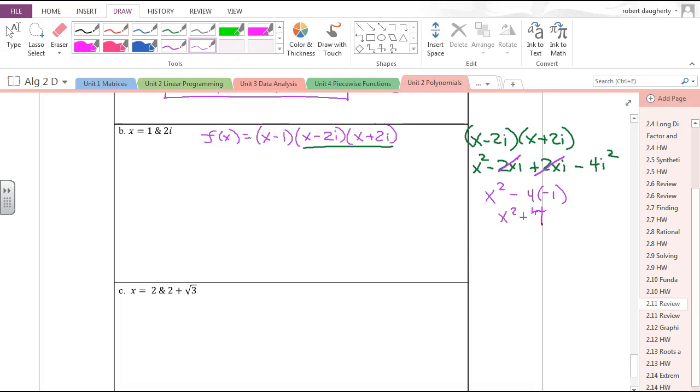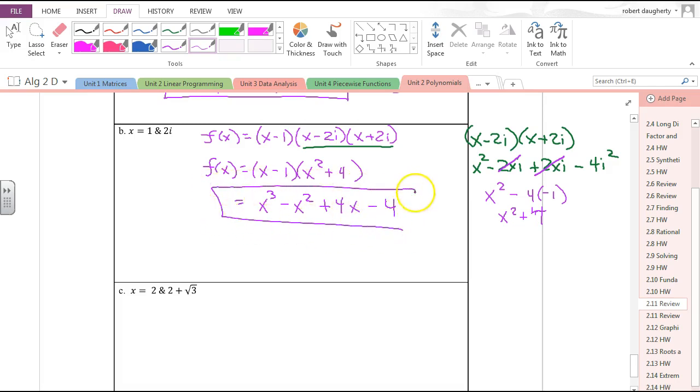So f of x equals x minus 1 times x squared plus 4. And then to multiply these together, I can FOIL this. This is going to be x cubed minus x squared plus 4x minus 4. Okay. So that is the cubic that has roots of 1 and 2i, but it also has to have a root of negative 2i in order to have real coefficients.